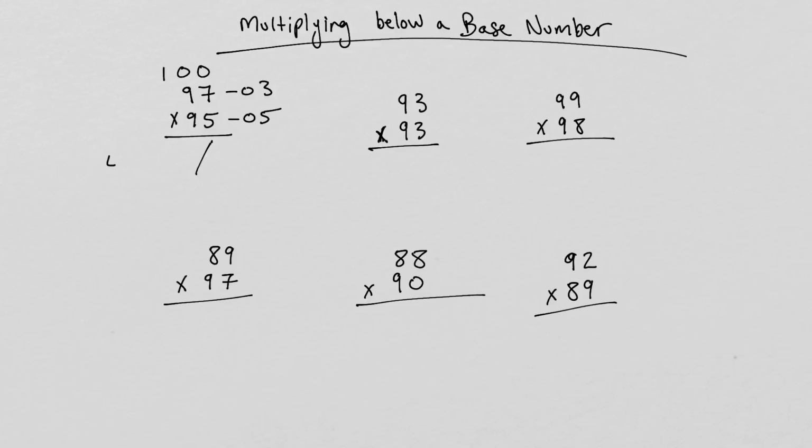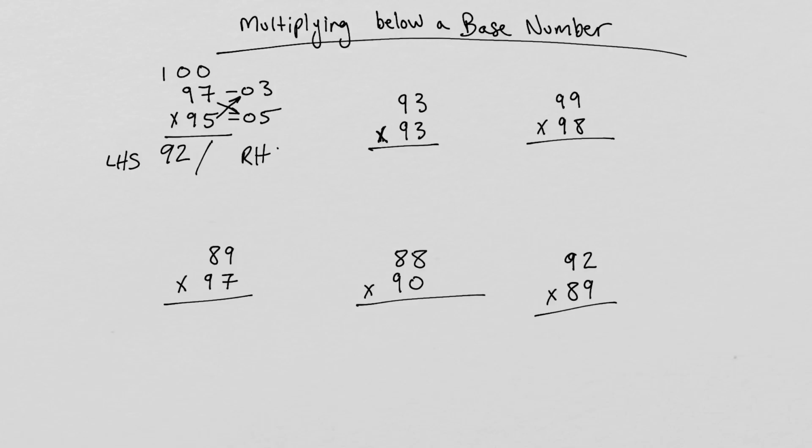So to get the left-hand side, we're either going to subtract this way or subtract this way. So 97 minus 5 is 92. Also 95 minus 3, that's 92. Either way, we get 92 for our left-hand side.